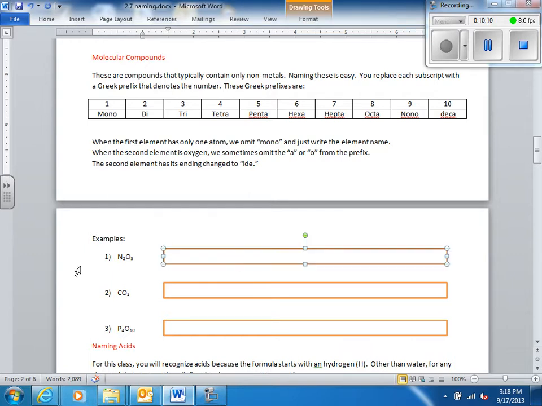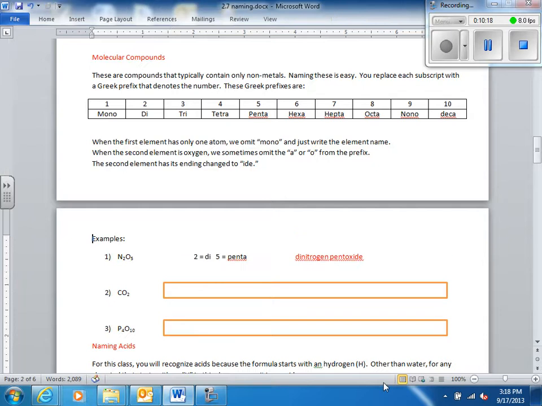Okay, so look up the 2 for the nitrogen, and that is di. You look up the 5 for the oxygen, and that's penta. You probably have done this already. It's very straightforward. And the prefix means in front of, before. So it's di to dinitrogen pentaoxide.